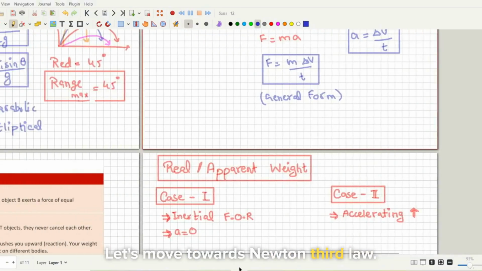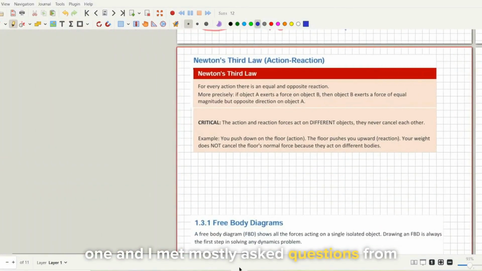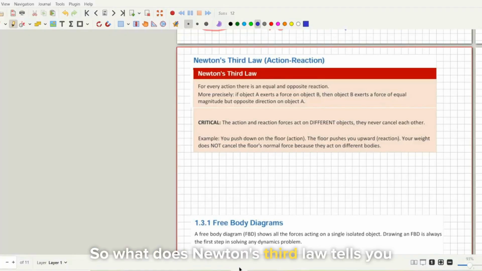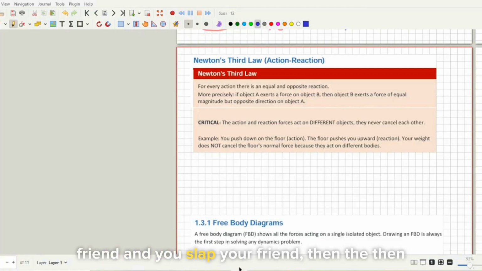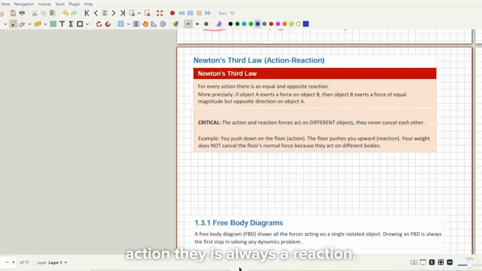Let's move towards Newton's third law. Newton's third law is the most important one, and IMAT mostly asks questions from Newton's third law. First law and second law are good, but most of the questions are from Newton's third law of motion. So what does Newton's third law tell you? That if there is an action, there is always an opposite reaction. For example, if you are sitting with your friend and you slap your friend, then your friend will slap you back, right? That is action, and your friend gave you a reaction. So according to Newton's third law, to every action there is always a reaction.